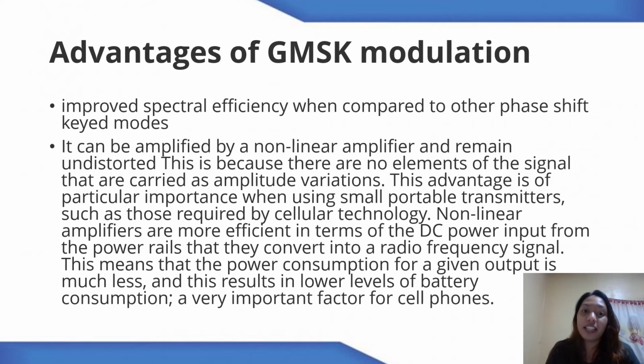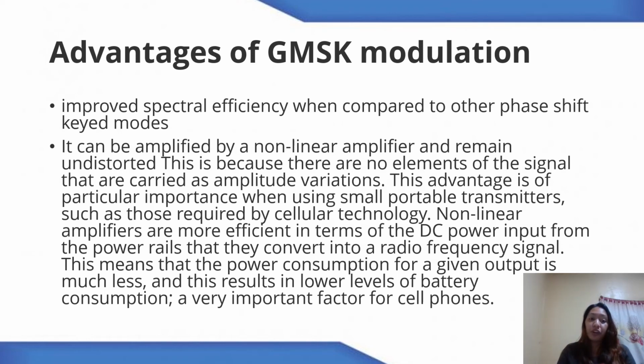So we have here the advantages of GMSK modulation. It improves spectral efficiency when compared to other phase shift keyed modes. It can be amplified by a non-linear amplifier and remain undistorted. This is because there are no elements of the signal that are carried as amplitude variations. This advantage is of particular importance when using small portable transmitters, such as those required by cellular technology.